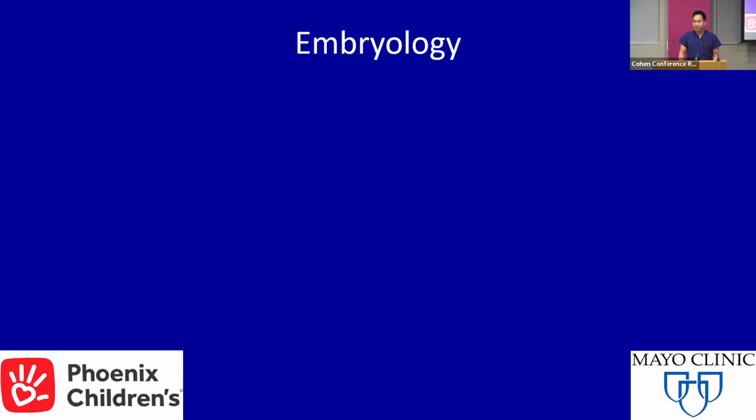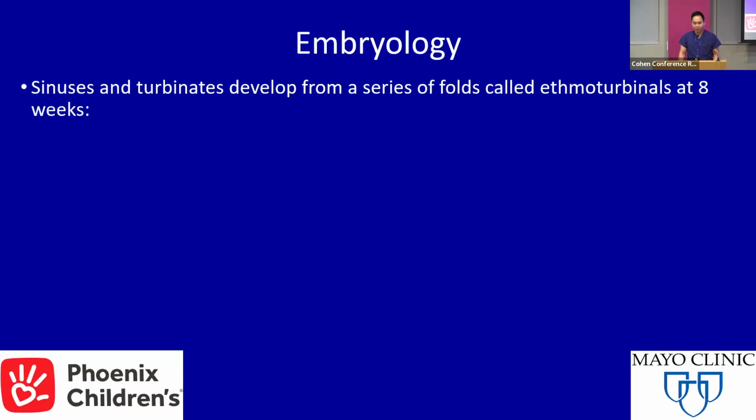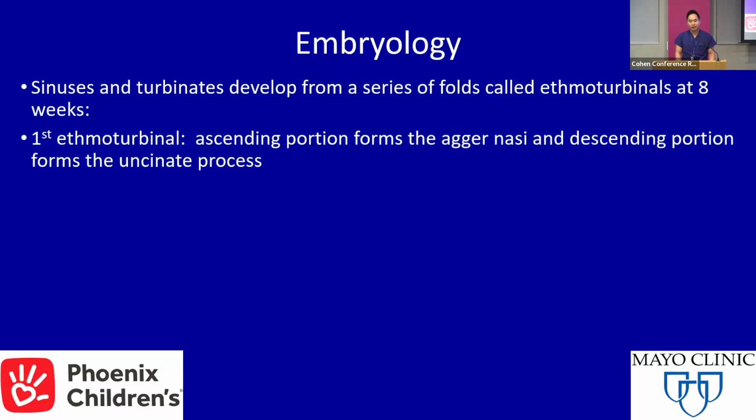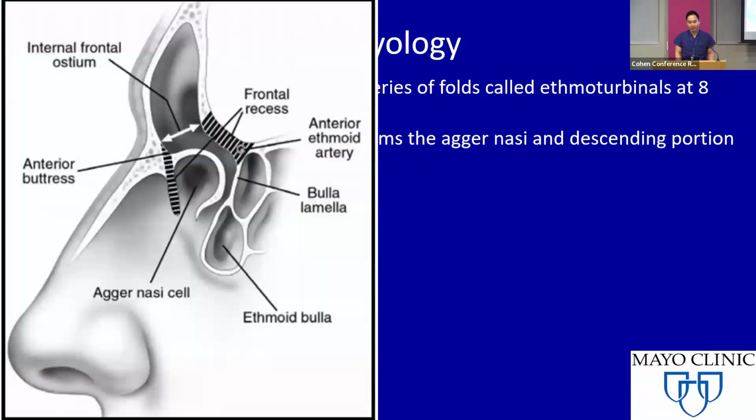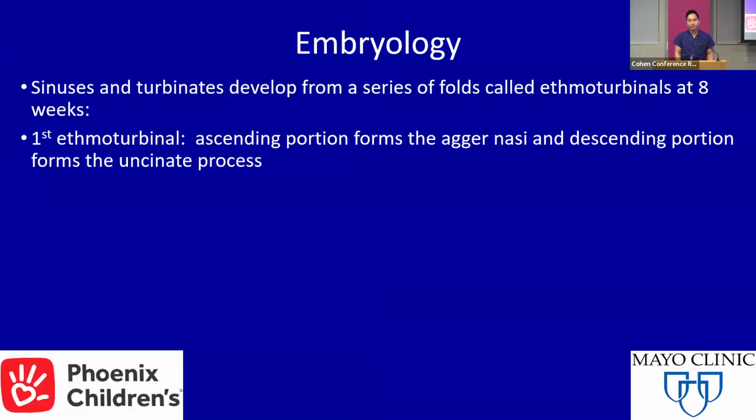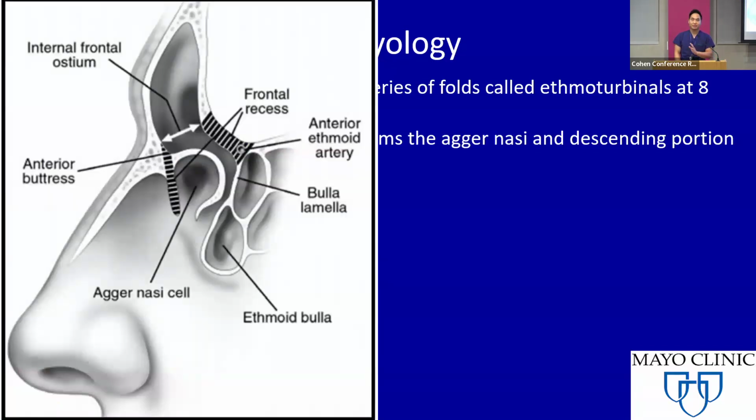I'm not going to belabor embryology, but I feel like it's interesting to know that sinuses and turbinates develop in utero at about 8 weeks. So there are these structures called the ethmoturbinals. I won't belabor all of them, but the first one that develops is the agger nasi process. The agger nasi is a very fancy name for the first ethmoid cell, the most anterior ethmoid cell. See, it butts the frontal beak right here.